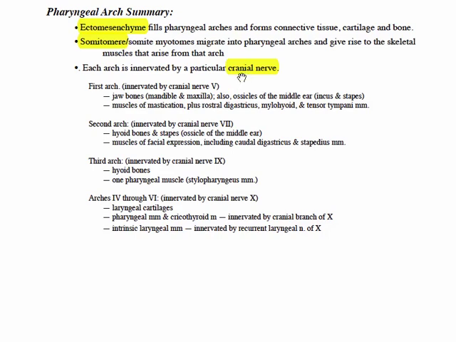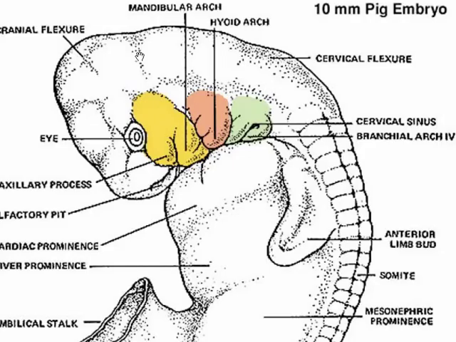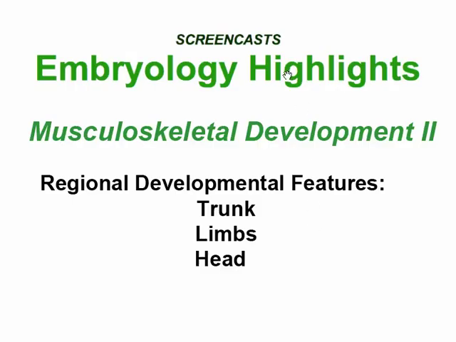And here is a listing of what the main arches do. The fifth arch degenerates, and so fourth and sixth merge, and actually only the first three are evident in the mammalian embryo. In this drawing, the three pharyngeal arches that are visible are colored in. The first arch is going to form the upper jaw and the lower jaw, and so it is already developing two processes. So this concludes this embryology highlight screencast that discusses musculoskeletal development of the trunk, limbs, and head.